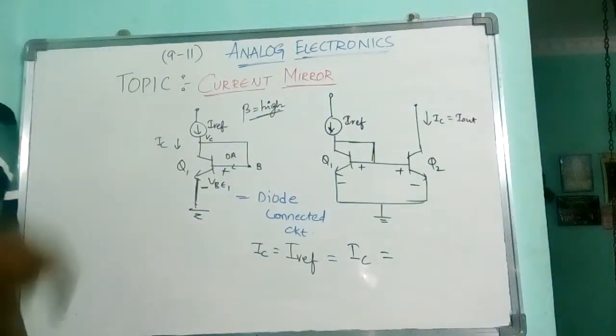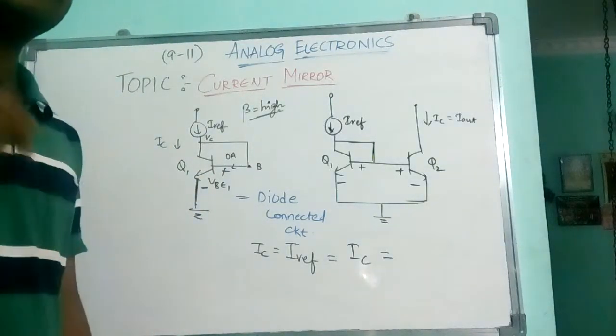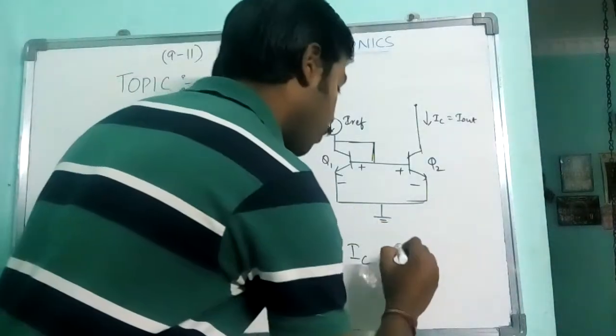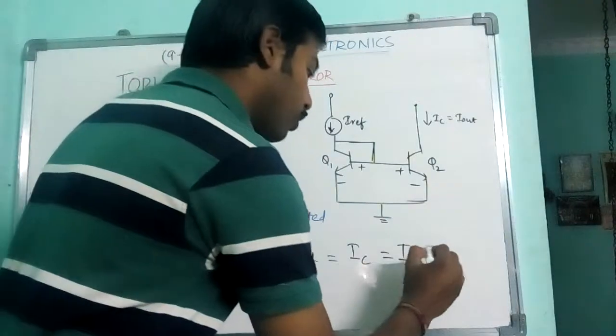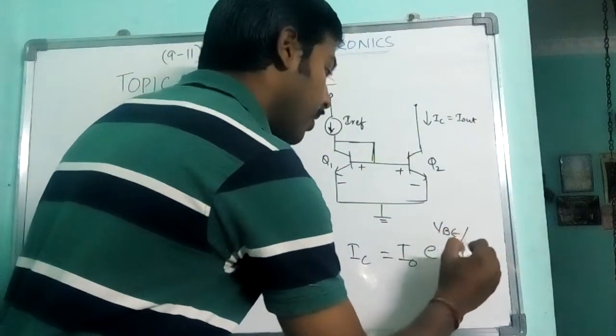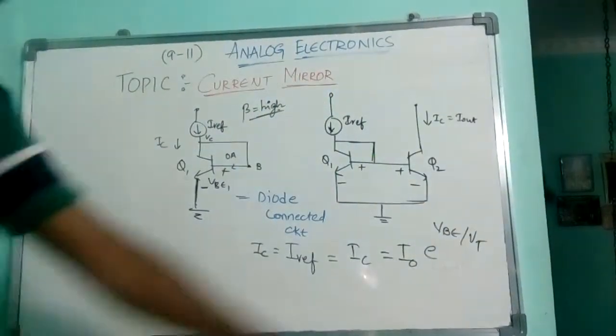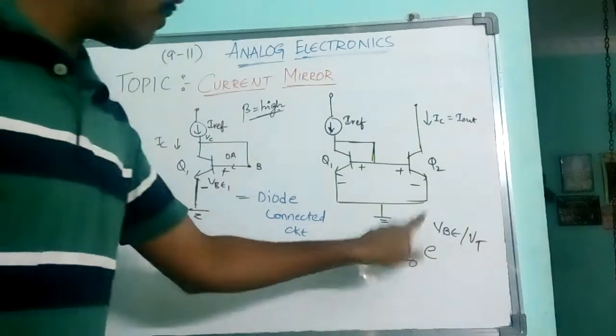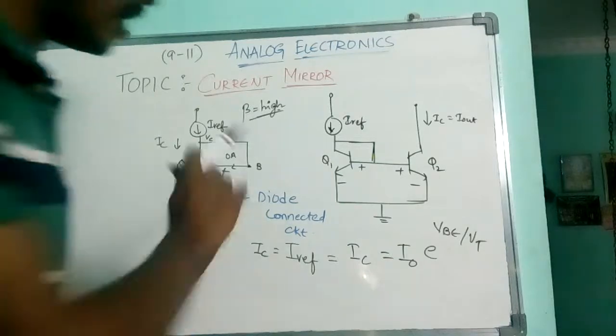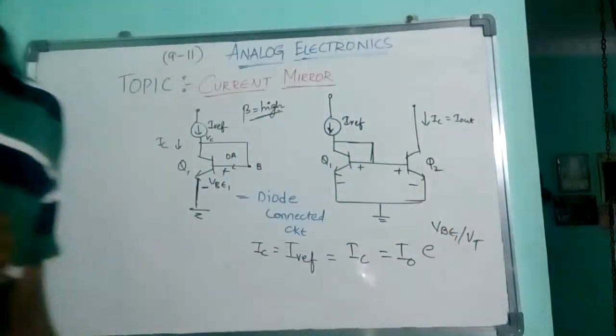So here we use the concept of current in a diode. This will all be equal to I naught, the reverse saturation current, times e to the power VBE by VT. VT is called the thermal voltage, that is 26 millivolt at room temperature. VBE is the voltage across this. Here as it is the first transistor, I apply VBE1.